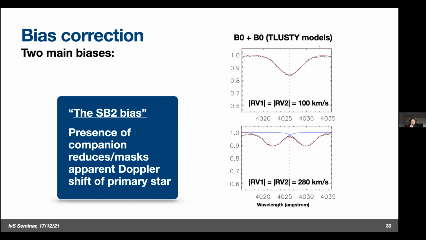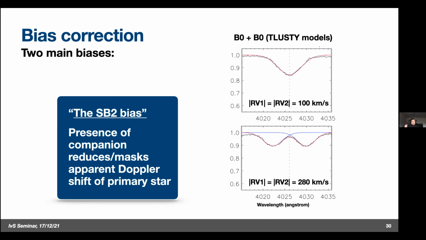In this case, you can see that the two line profiles are actually blended and appear as one component at the same wavelength. Whereas if the radial velocity separation is higher, for example at 280 kilometers per second, you can clearly see that there are two profiles here. So this line blending of particularly equal mass binaries can dilute or completely mask the apparent Doppler motion of the primary star.